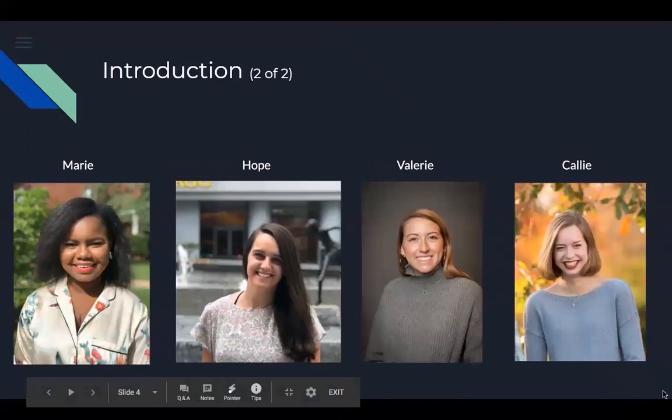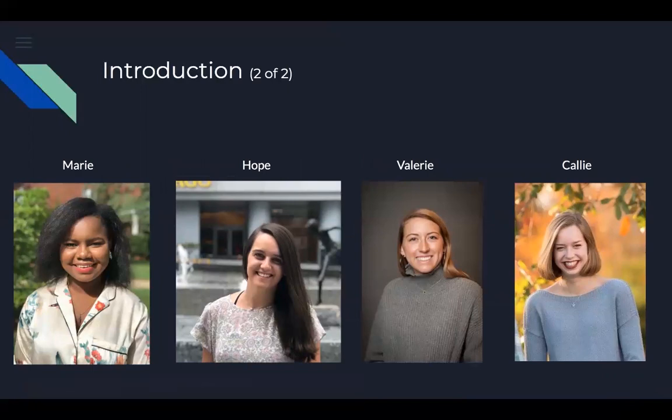I am Marie, and I have been a part of the Student Managed Investment Fund for the past 4 semesters. And I'm Hope, and this has been my first semester working with the investment fund. I'm Valerie, and this has also been my first semester working with the investment fund. I'm Callie, and this is my second semester working with the Student Investment Fund.